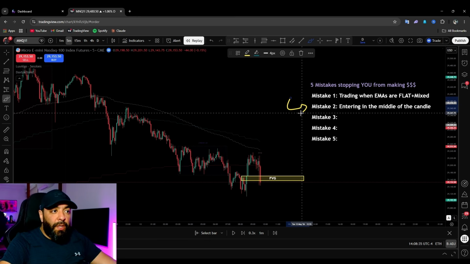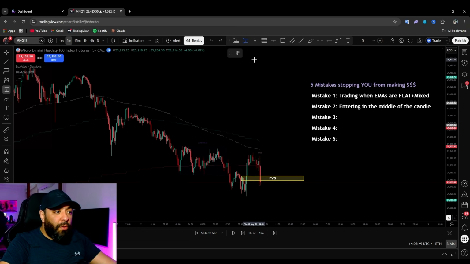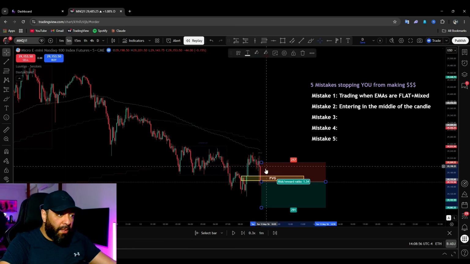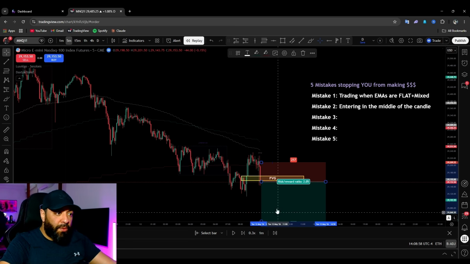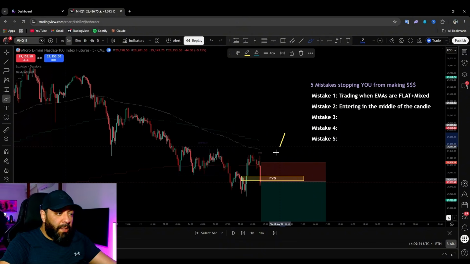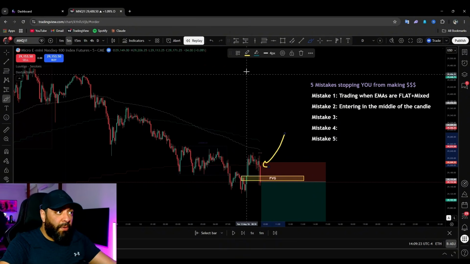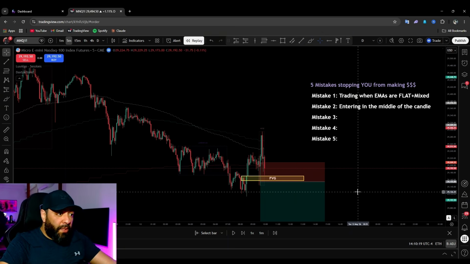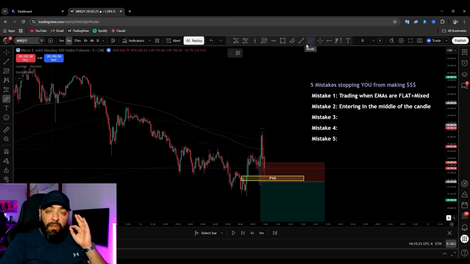Mistake number 2 is entering in the middle of the candle. You can clearly see here that we inverted this fair value gap. Let's imagine that we put our stop loss right here and put our TP at 2R. But the problem with this is this 5-minute candle is not over yet. That means it didn't close yet. Let's just run the price. And voila, you didn't wait for the candle to be over and the price went against you immediately. That means never enter a trade before the 5-minute candle is completely over.